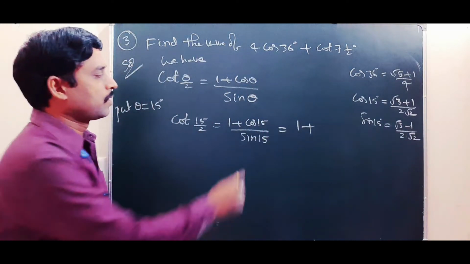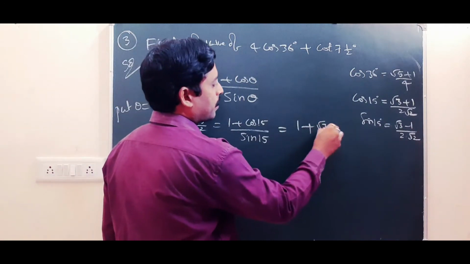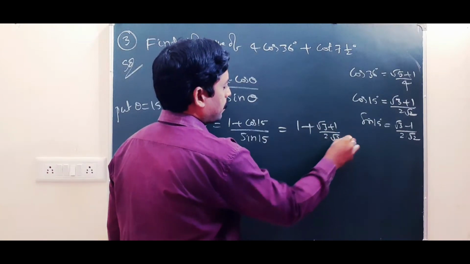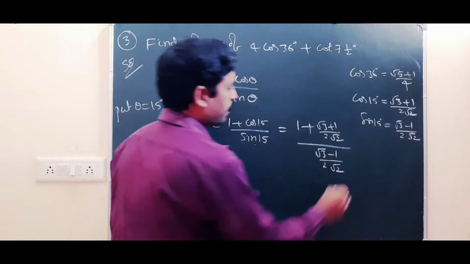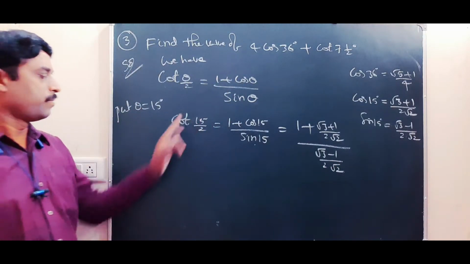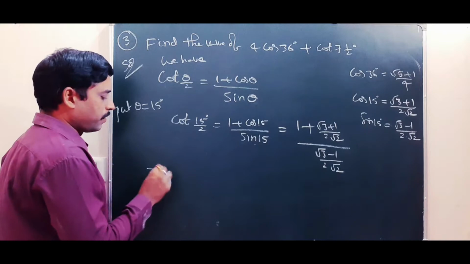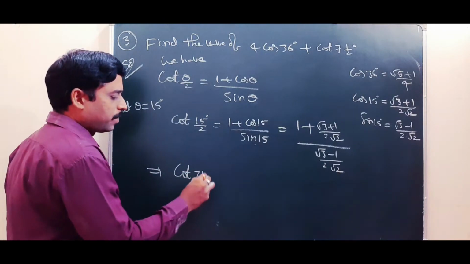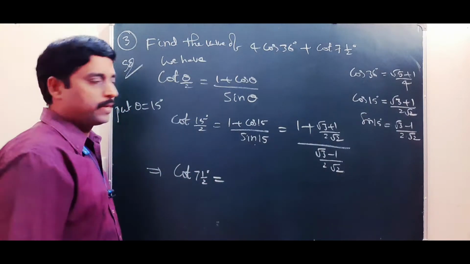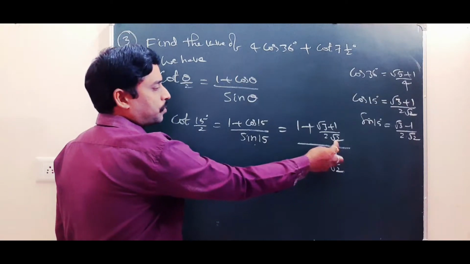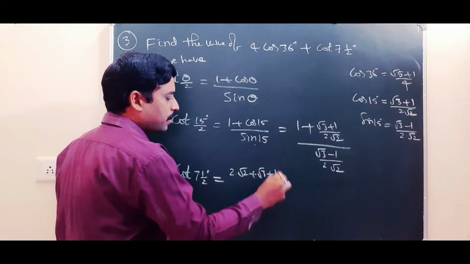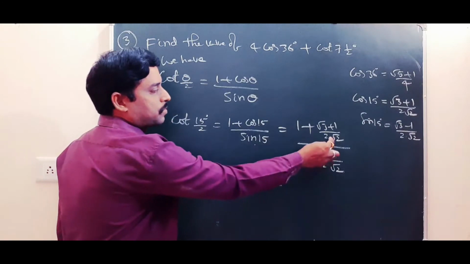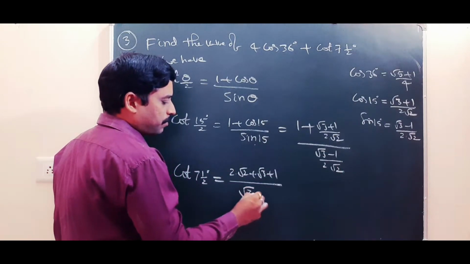Okay. So cos 15 we should write as root 3 plus 1 by 2 root 2, and sin 15 value is root 3 minus 1 by 2 root 2. So cot 15 by 2, that is 15 degrees by 2, it is going to be cot 7.5 degrees. Let us do LCM: 2 root 2 plus 2 into root 2 plus root 3 plus 1 by, after LCM the 2 root 2 gets cancelled, so root 3 minus 1.